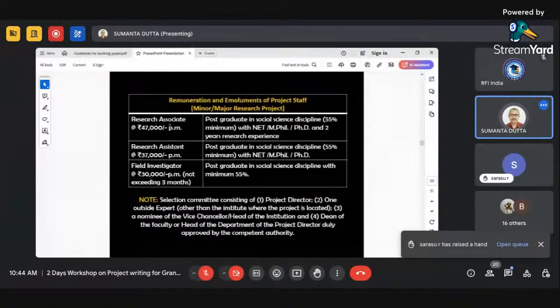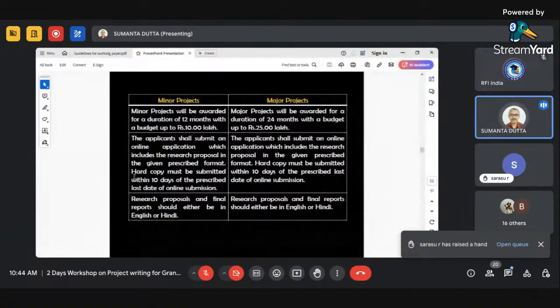Now, what is the fundamental difference? If you ask me, the time duration is a major factor, 1 year and 2 years. The amount of grant received depends on your project, 10 lakhs to 25 lakhs. Okay, the most important thing is that in both cases, the research proposal and the final report of both minor and major projects have to be prepared either in Hindi or in English, in whichever language you are comfortable with.